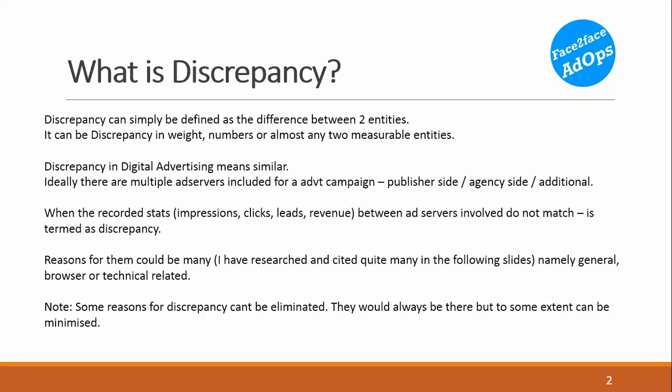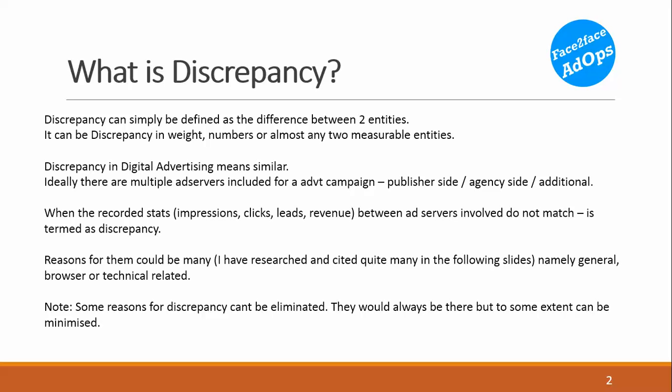Discrepancy in digital advertisement means somewhat similar. In digital advertisement, we have several ad servers working together for an advertising campaign. There can be an ad server for the publisher side, one for the agency side, and there can be additional ad servers too. So when the recorded stats in each of these ad servers, impressions, clicks, leads, revenue, whatever, do not match, it is termed as discrepancy. So when data from ad server 1 doesn't match with ad server 2, the difference between these two is termed as discrepancy.